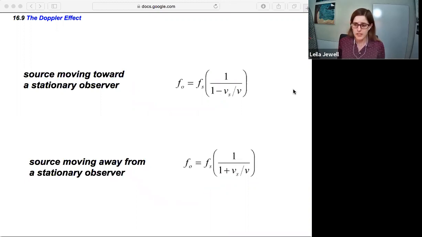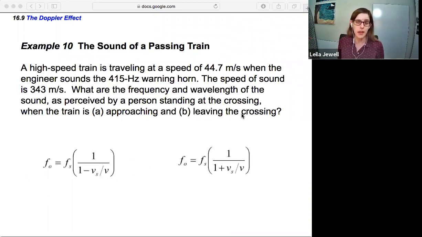And we can see that in this next example. Example 10, the sound of a passing train. A high-speed train is traveling at a speed of 44.7 meters per second. That is fast. When the engineer sounds the 415 hertz warning horn, the speed of sound is 343 meters per second. What are the frequency and wavelength of the sound as perceived by a person standing at the crossing when the train is A, approaching, B, leaving the crossing?